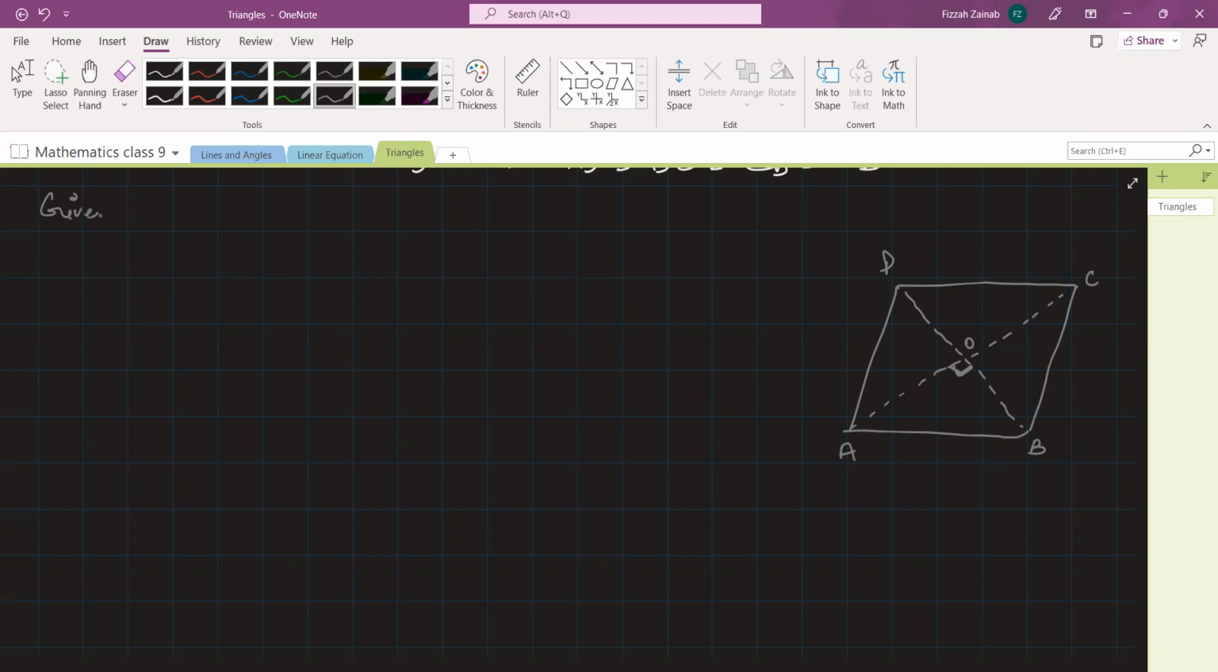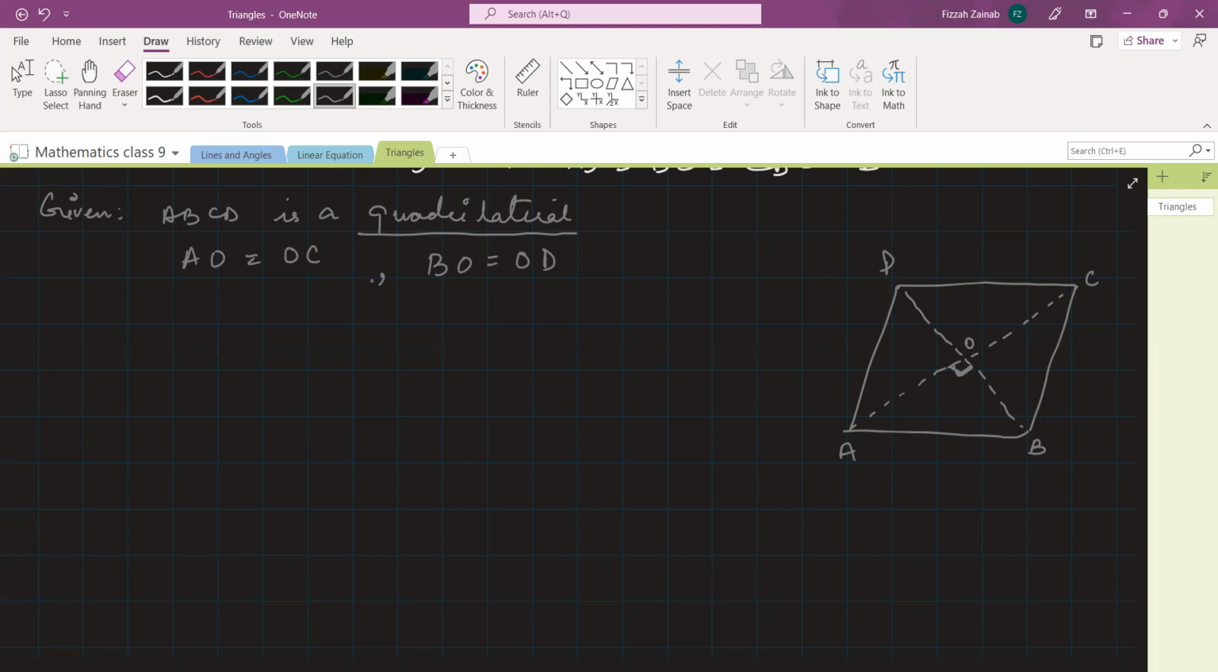So what is given here? ABCD is a quadrilateral, right? So it is just a quadrilateral. But it is given that the diagonals bisect each other. That means AO is equal to OC and BO is equal to OD. This is given.